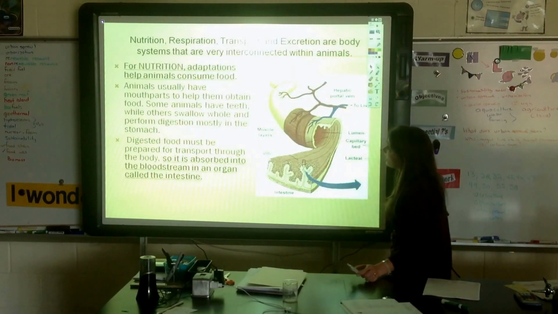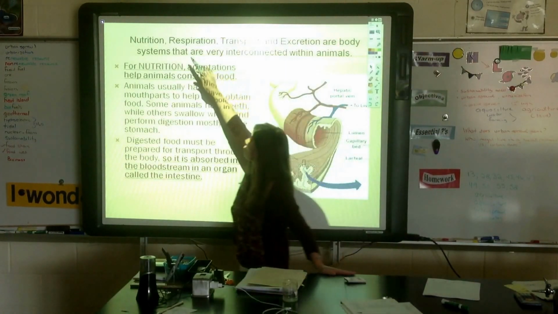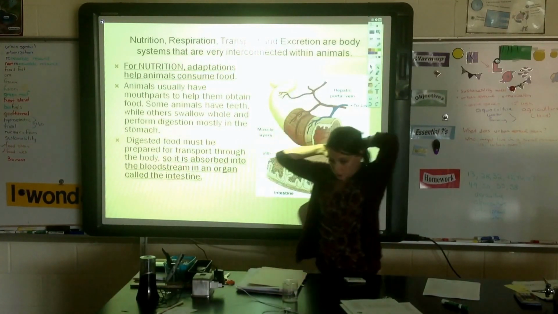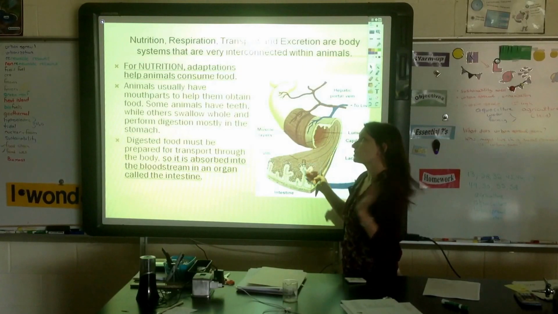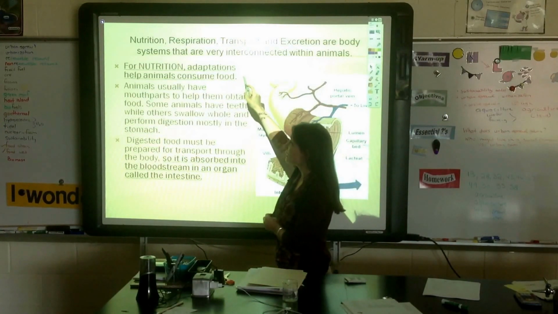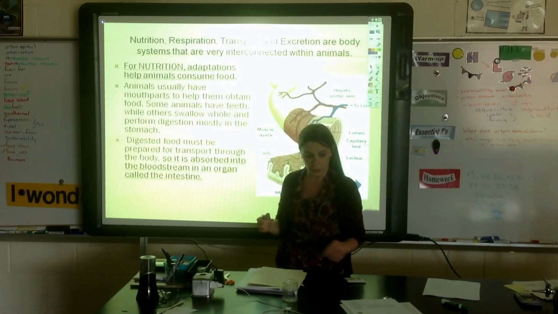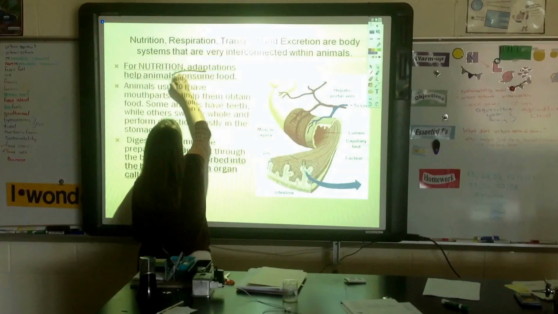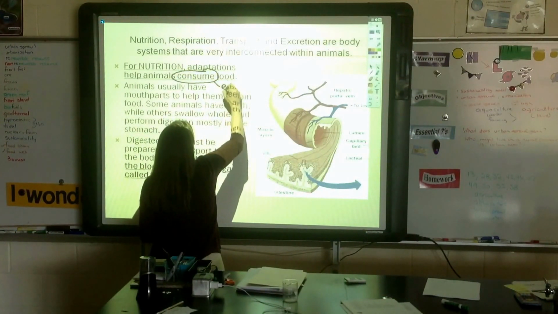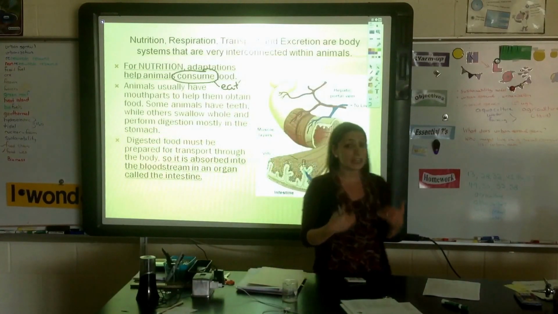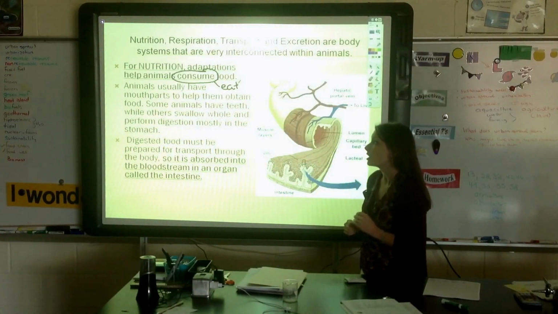We're going to be talking in this first section about nutrition, respiration, transport, and excretion. First, we're going to talk about how animals get nutrition. For nutrition, adaptations help animals consume food. Remember, animals are consumers. Consume also means eat. So they can't make their own food. They have to eat or consume food.